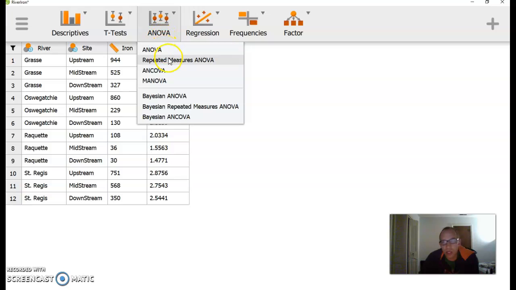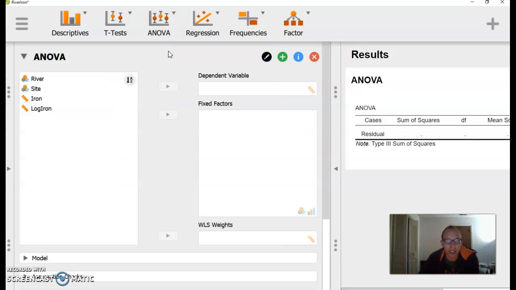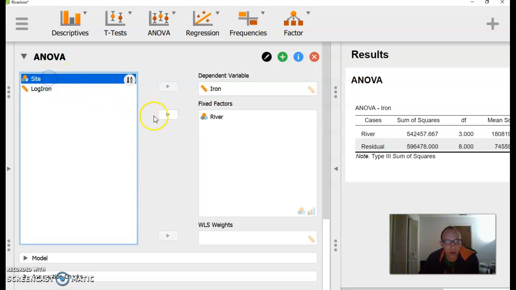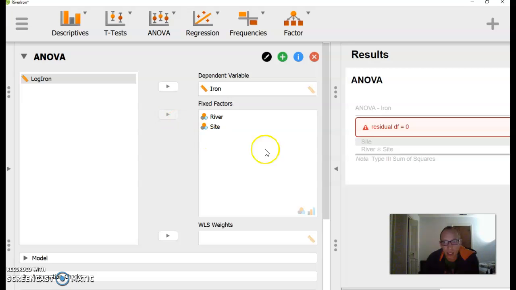and note that it's not a repeated measures ANOVA. We're not repeating the same thing over and over again, even though we're testing the river in different locations. That's a separate beast here. Okay, so our dependent variable is level of iron, and we might eventually go to log of the iron, but for now we're just starting off with the iron. And then the 2 fixed factors are river and site.